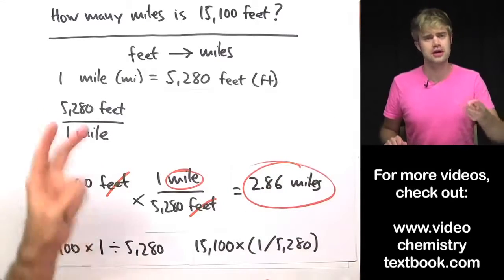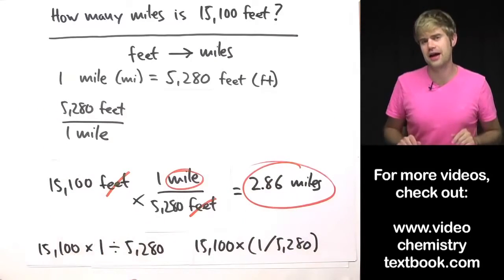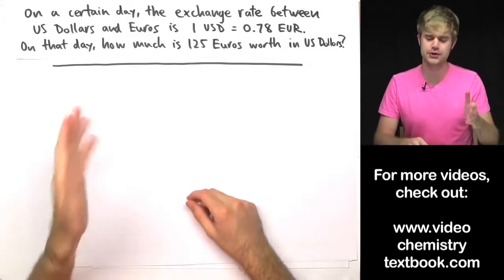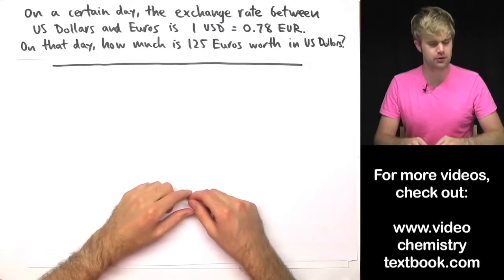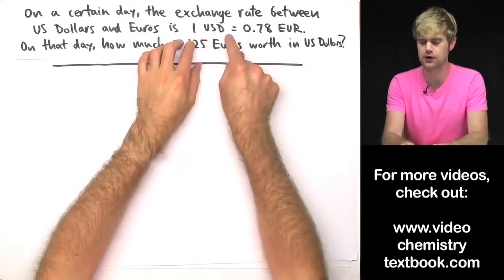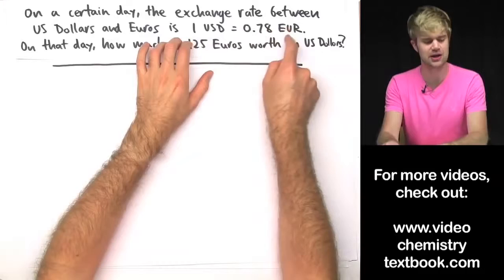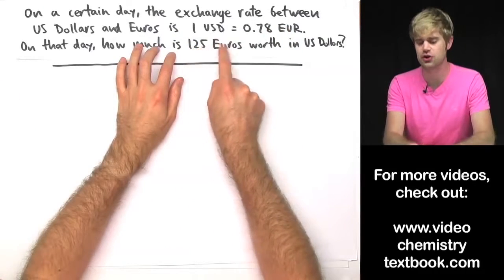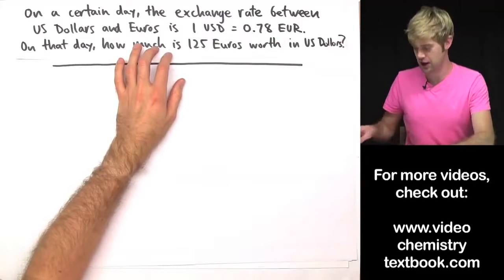That's how you do this. Let's do 2 more problems so you'll really get the hang of it. This problem is about units of money. On a certain day, the exchange rate between US dollars and euros is 1 US dollar equals 0.78 euros. On that day, how much is 125 euros worth in US dollars?